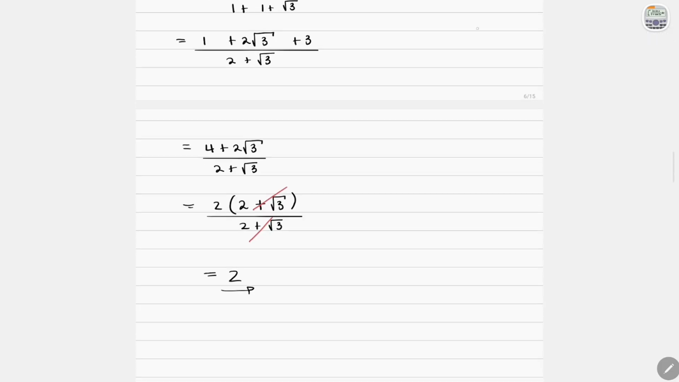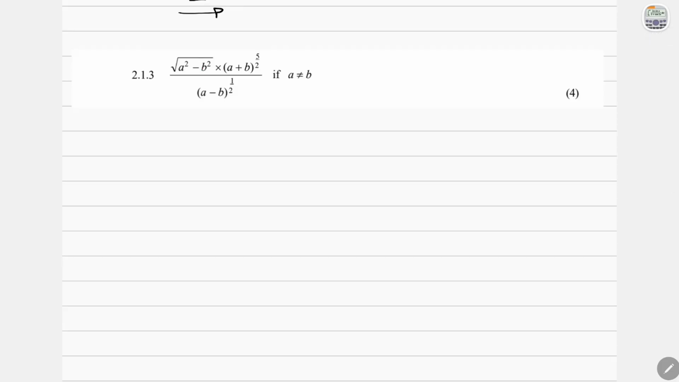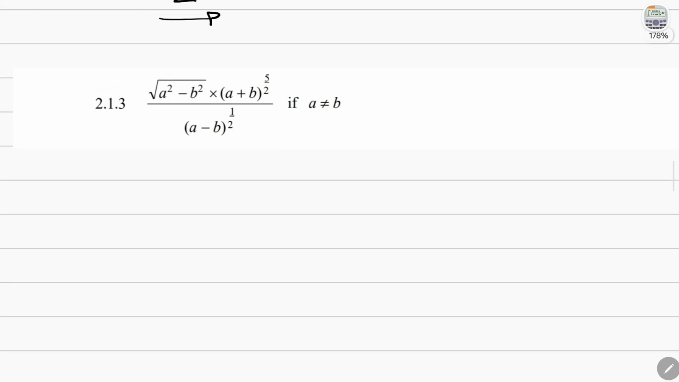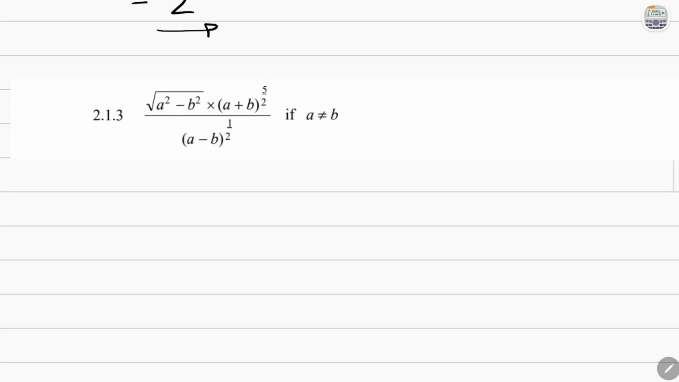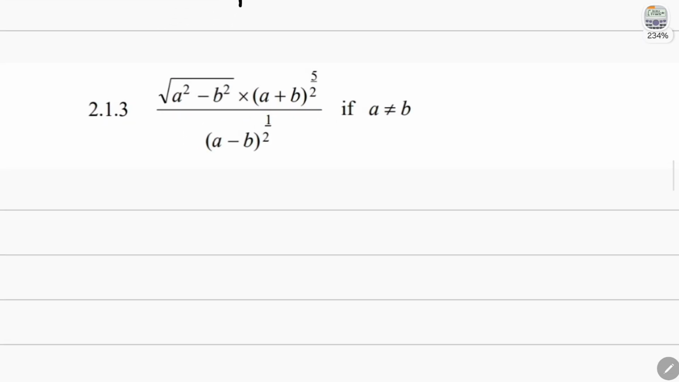Moving on to the next question. Question 2.1.3 says we have to simplify this expression if A is not equal to B. Okay, so before jumping into this, let's just see what we have. So you can see that we have this whole difference of 2 squares thing going on here. We can factorize using difference of 2 squares, but we need a good reason to do that.